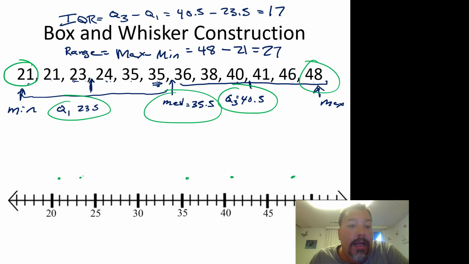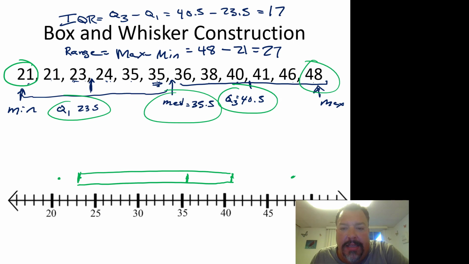Now, at Q1, I'm going to make a vertical line. At the median, I'm going to make a vertical line. At Q3, I'm going to make a vertical line. That's where my box is going to go in this box and whisker plot. And then I'm going to draw out whiskers going to the max and to the min. And that's our box and whisker plot for this data.